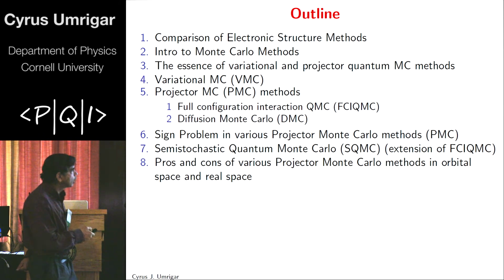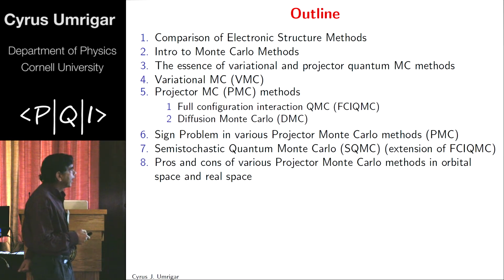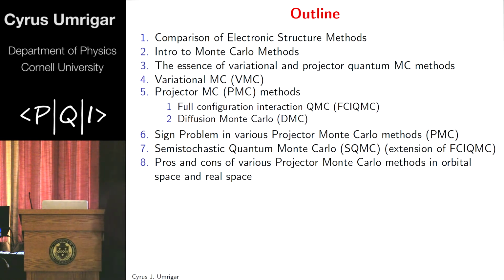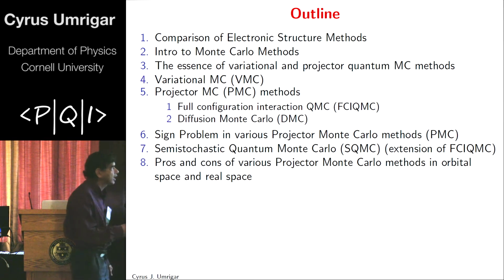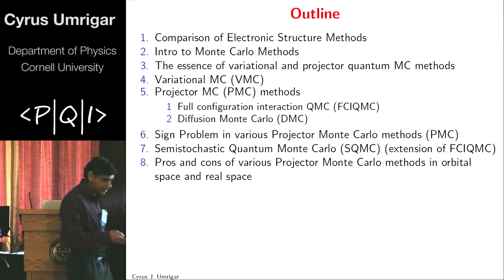Then I will talk about the sign problem that Martin alluded to in the first talk. And then I will talk about a quantum Monte Carlo method that tries to overcome the sign problem. And I will end by talking about, if there is time, a comparison of different projector Monte Carlo methods.